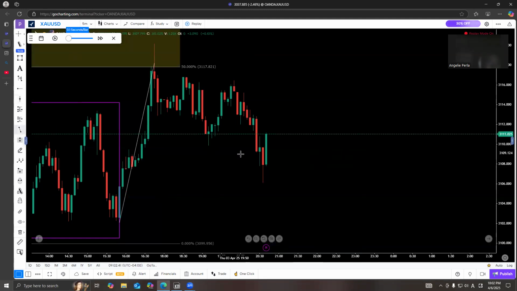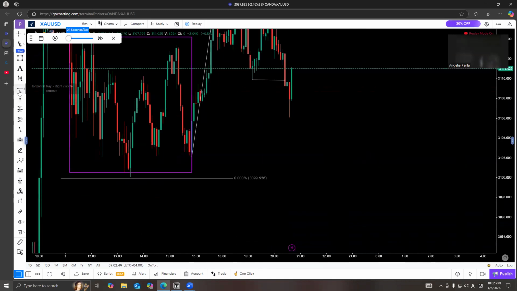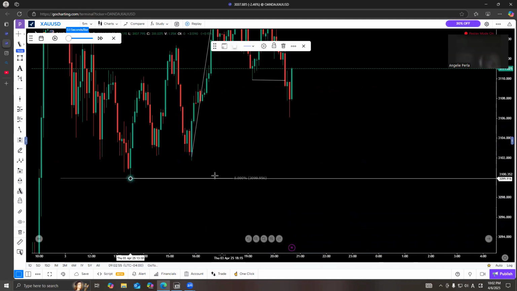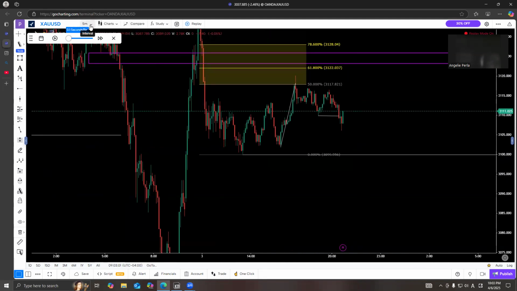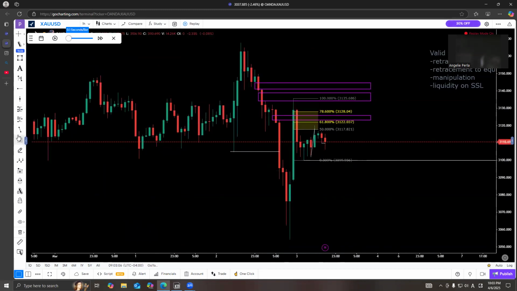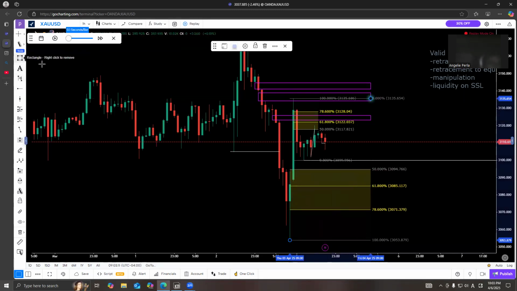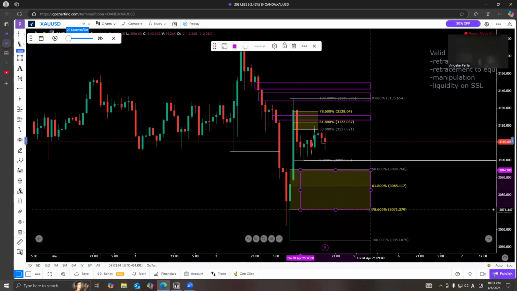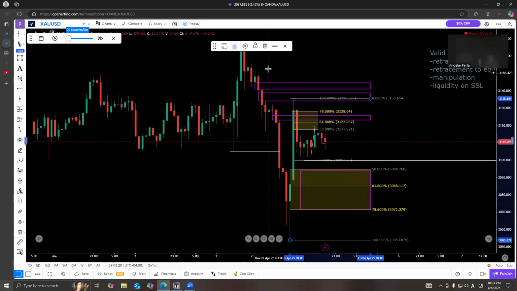All right, as you can see right here, we now have a break of structure. So that means the draw on liquidity will be this low right here, or the equilibrium of this 1 hour bullish movement. Okay. All right. So I was hoping that we could retrace back into these zones right here.